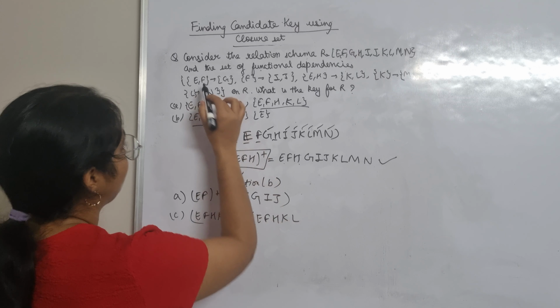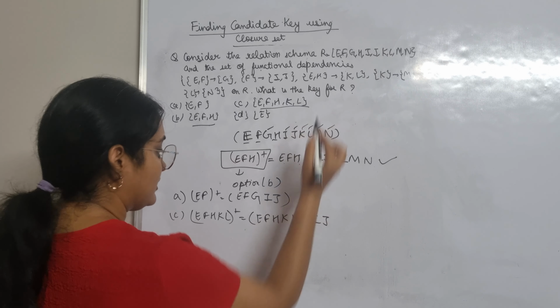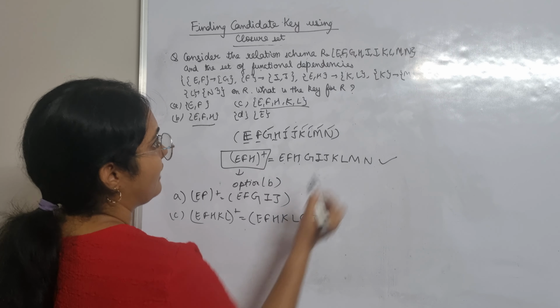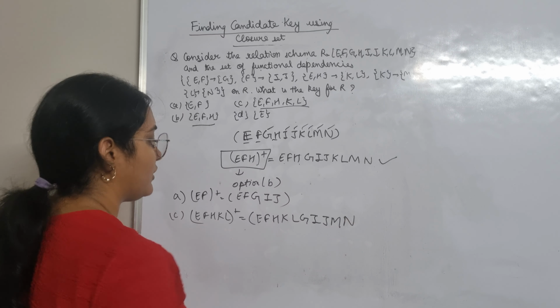So E, F determines G, F determines I, J, E, H determines K, L. K, L we already have, K determines M, and L determines N. Okay, so E, F, G, H, I, J, K, L, M, N all are determined.